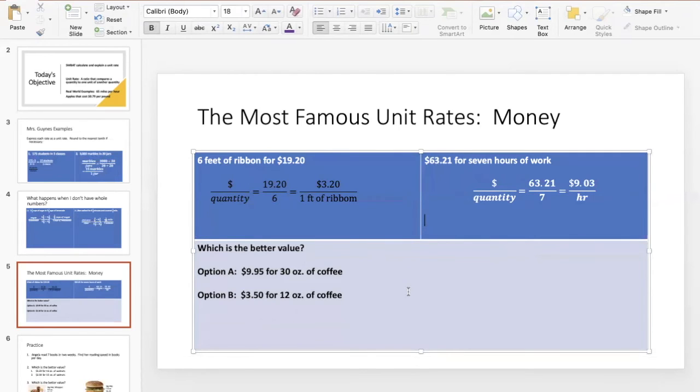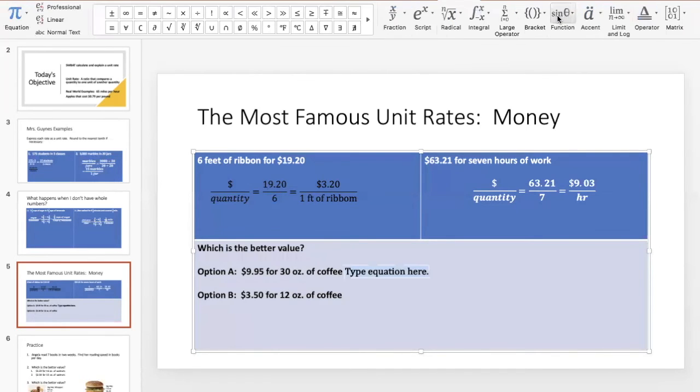The last thing that we've got is this case where we're going to figure out which one is the better value. I have option A, which is $9.95 for 30 ounces of coffee, or option B, which is $3.50 for 12 ounces of coffee. Okay, so I'm going to insert my equation here. Of course, you're going to write your equation, but I'm working in PowerPoint.